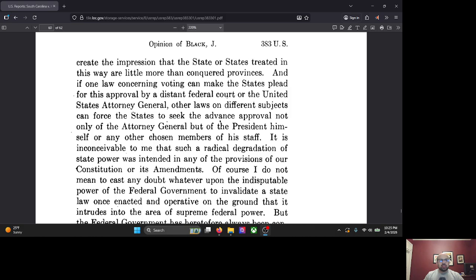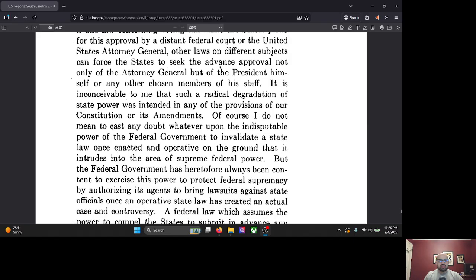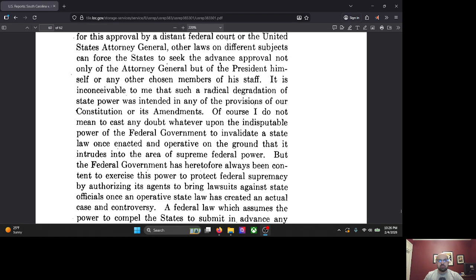And if one law concerning voting can make the states plead for this approval by a distant federal court or the United States Attorney General, other laws on different subjects can force the states to seek the advance approval not only of the Attorney General but of the President himself or any other chosen members of his staff. It is inconceivable to me that such radical degradation of state power was intended in any of the provisions of our Constitution or its amendments.